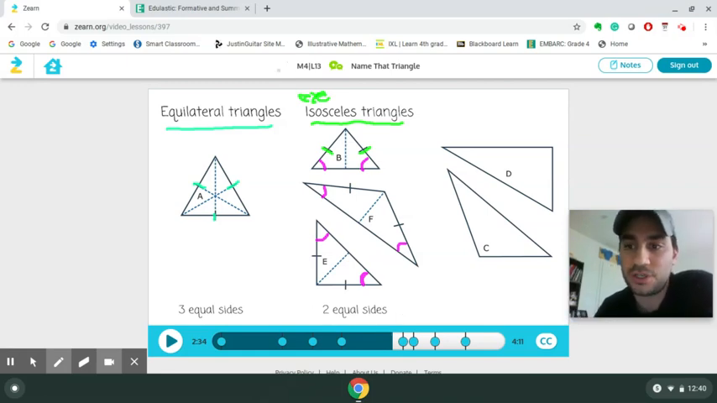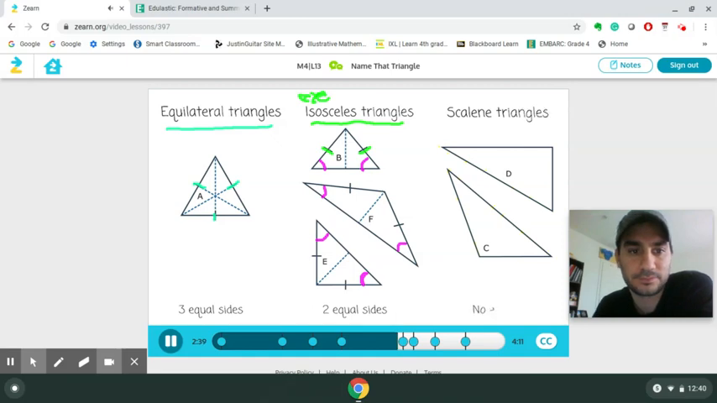You might be asked this question on your exit ticket. Make sure you're paying close attention. So right now we have an equilateral triangle, three equal sides, and an isosceles triangle, two equal sides. I would have those written in your notes. And let's learn about the third classification of triangles. Triangles C and D are called scalene triangles. None of their side lengths are the same.